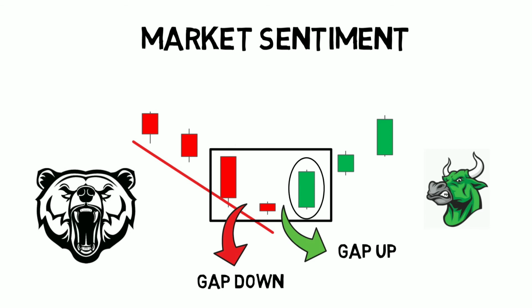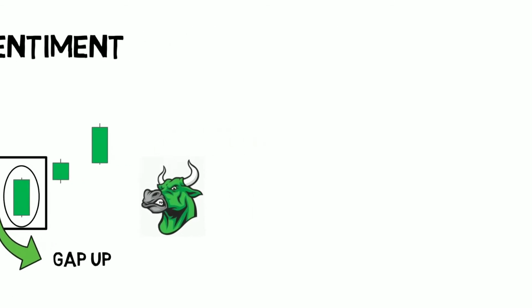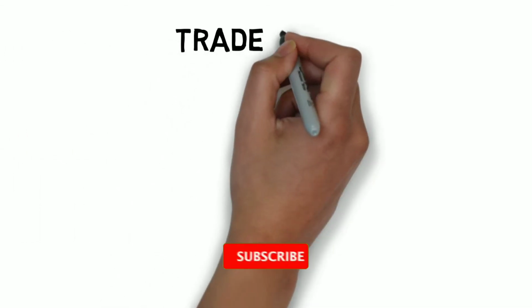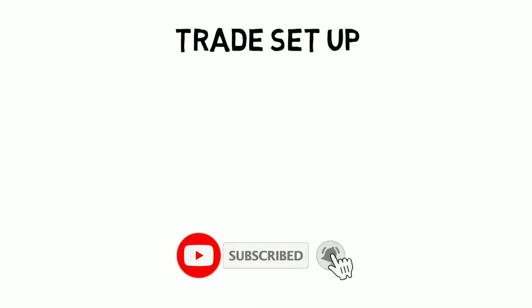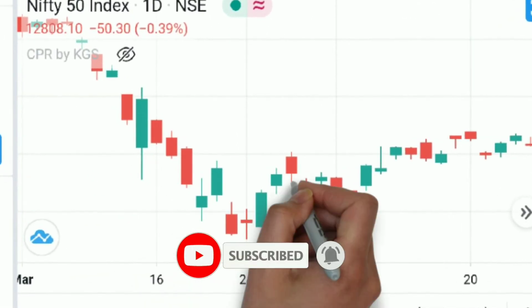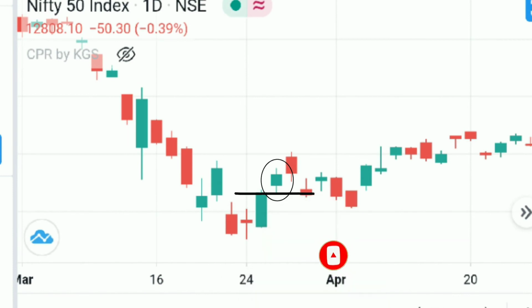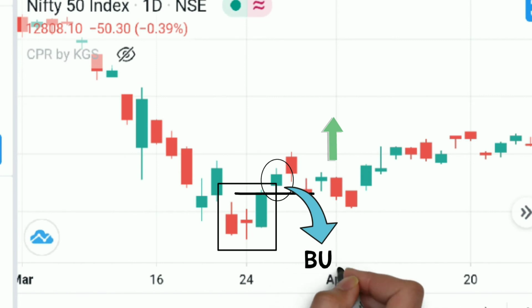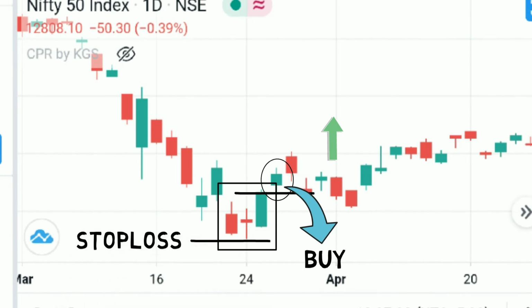Now let's move to the interesting part of the video, the trade setup. For this pattern, both the risk takers and risk avoiders can initiate the trade by confirming the fourth candle is above the previous day's candle. This is the daily chart of Nifty 50 and here this is the Morningstar pattern. So we can make a buy order here around the closing price, and our stop loss will be the lowest low of these 3 candles, like here.